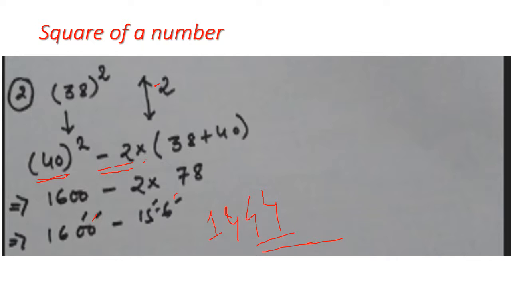I'm repeating the process again. We need to find out the square of 38. The nearest number of 38 having the unit digit of 0 is 40. So write 40 square. The difference between 38 and 40 is minus 2. So write minus 2 into 38 and 40. So it's giving 40 square is 1600 minus 2 into 78, that is 1600 minus 156.